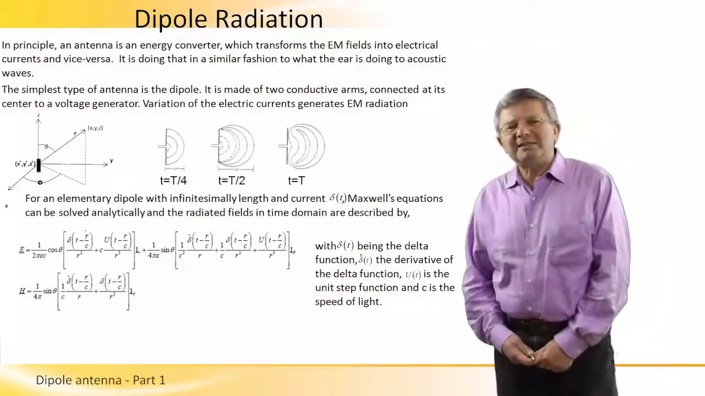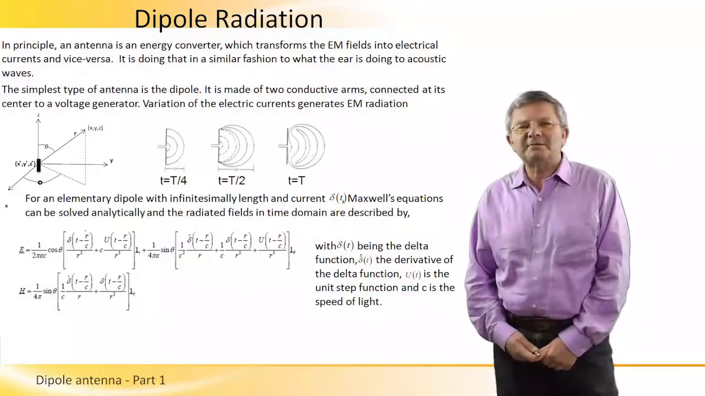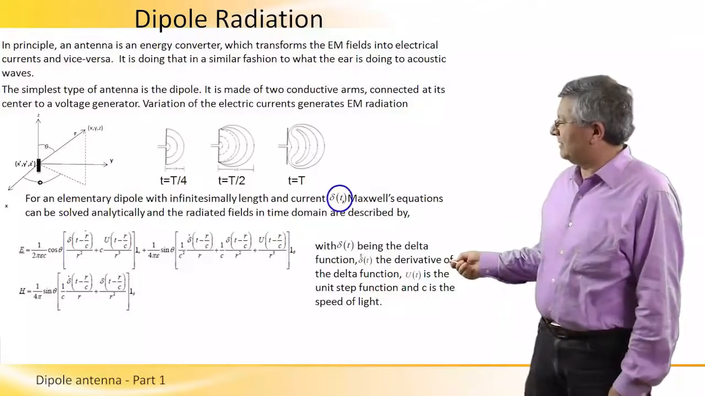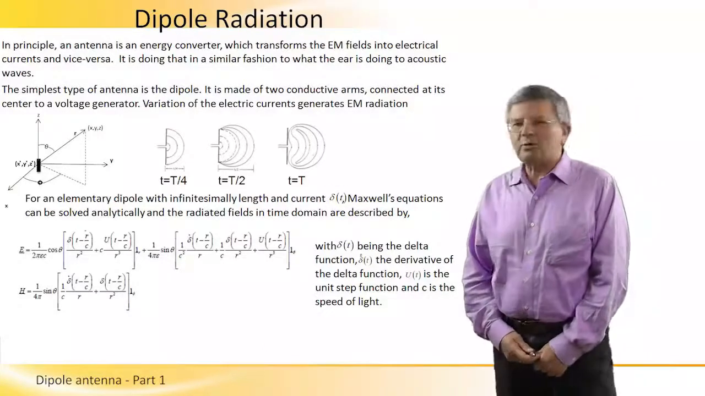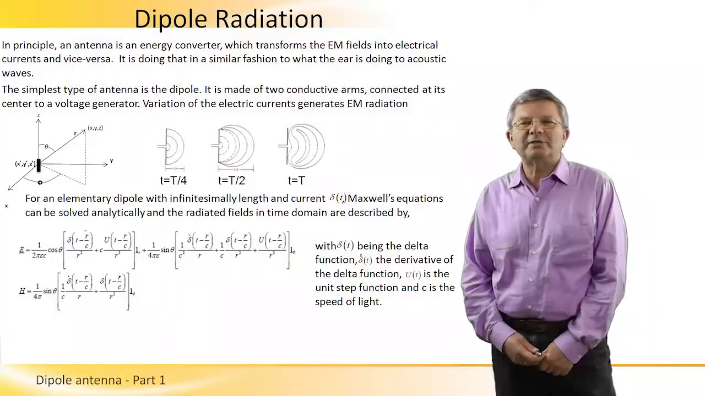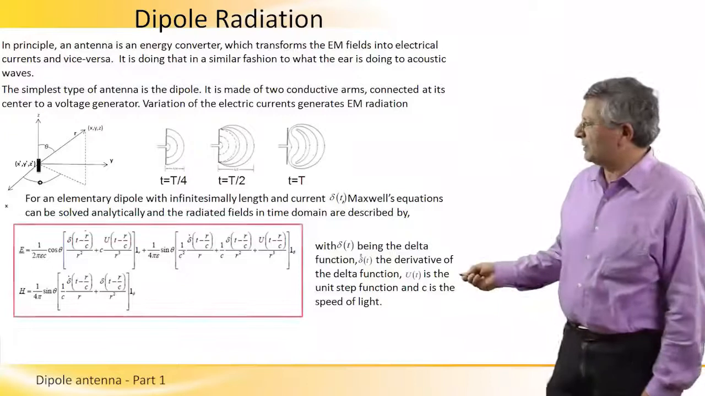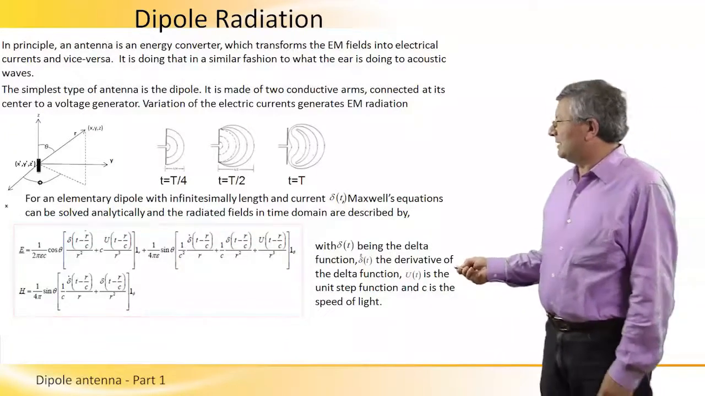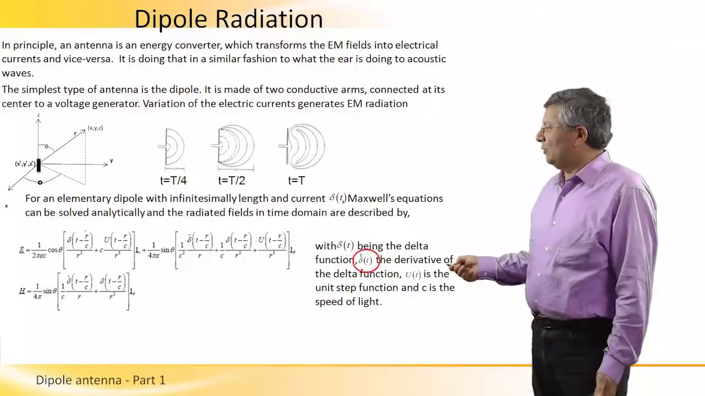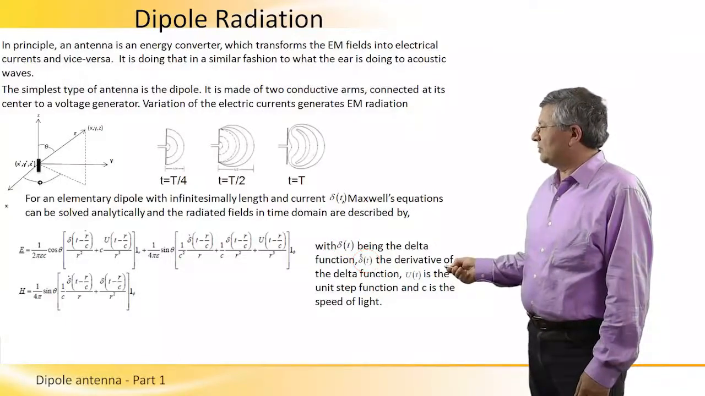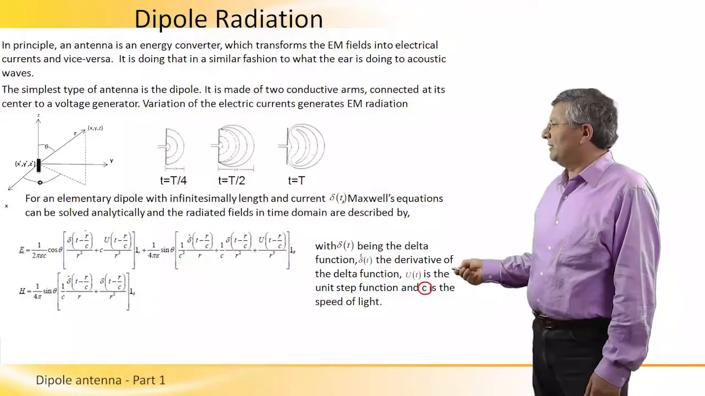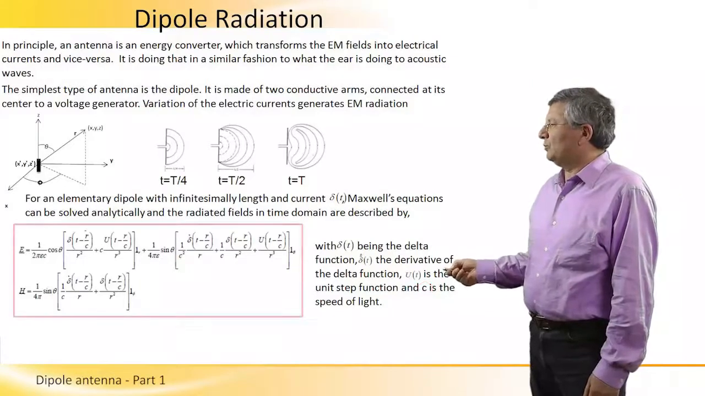For an elementary dipole with infinitesimal length and current delta of t, which is a Dirac delta, Maxwell's equations can be solved analytically, and the radiated fields in the time domain are described by those two expressions, in which delta of t is the Dirac delta, delta dot is the derivative of the delta function, u of t is the unit step function, and c is the speed of light. Now a few words about those equations.